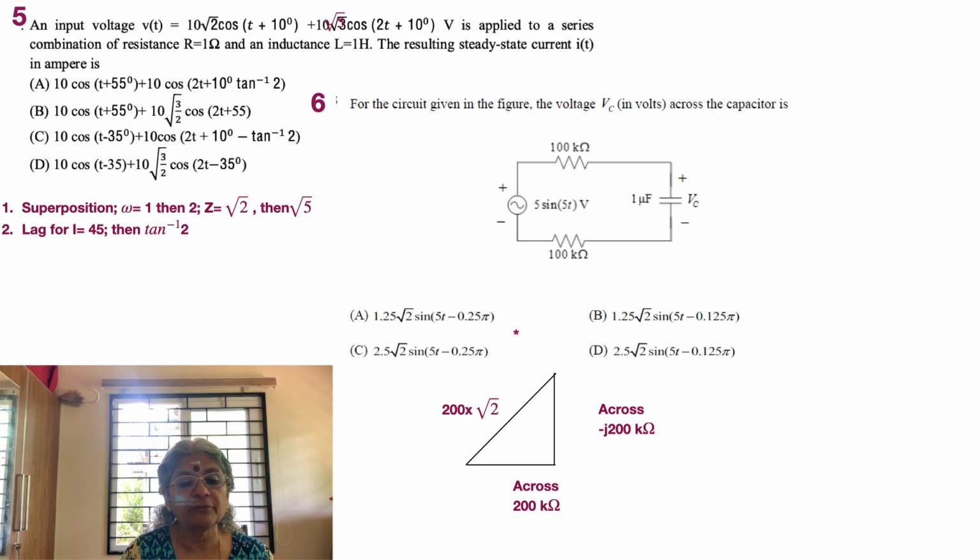Immediately we can convert 1 microfarad into its own ohmic value as 1 by omega C. What is omega? Omega is 5. So 10 raised to 6 divided by 5 is again 200 kilo ohms. So we have 200 kilo ohms of capacitive reactance and 200 kilo ohms of resistor. So the angle is going to be pi by 4 because they happen to be the same value. But in this case, the current is going to lead.